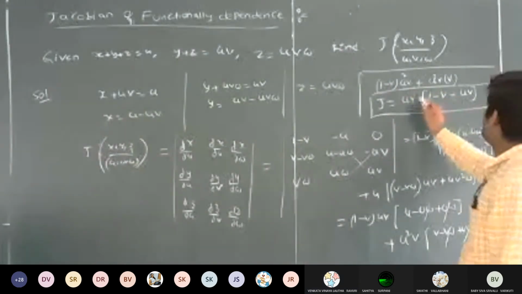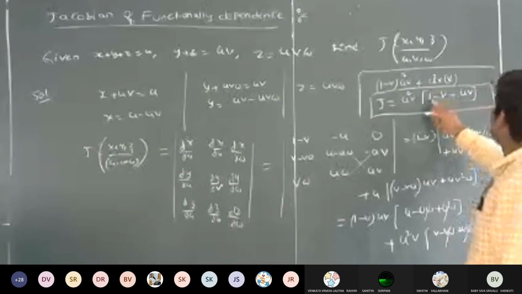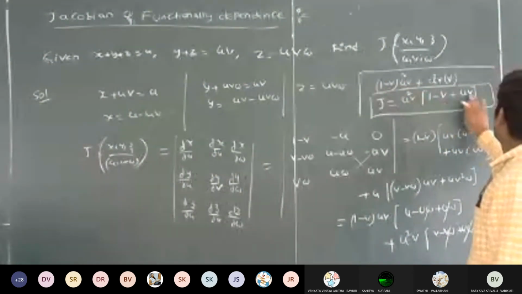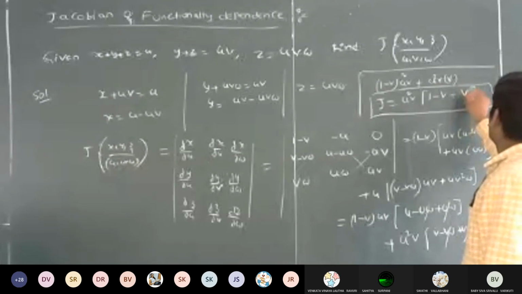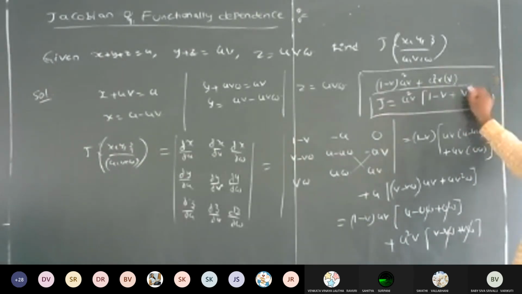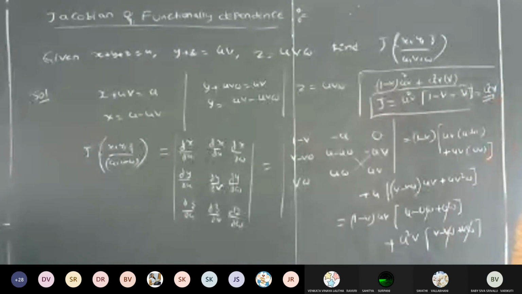So here I am taking u square v as common. Then it becomes u square v. So it is 1 minus v. Sorry, it is v. So that it is nothing but u square v. Yes, ma? Yes, sir. Yes, very good. So it is nothing but u square v. Therefore the Jacobian value is u square v.